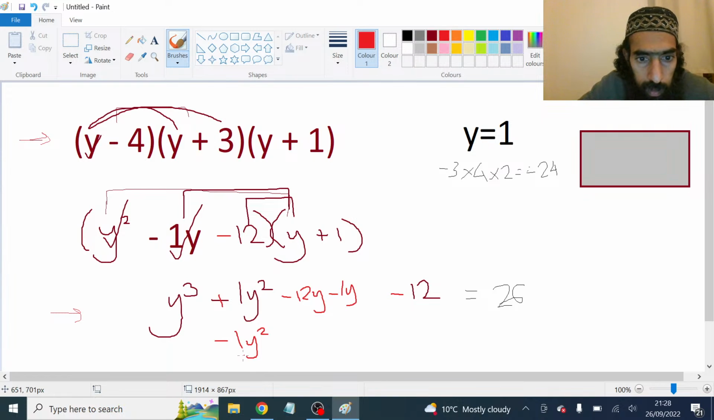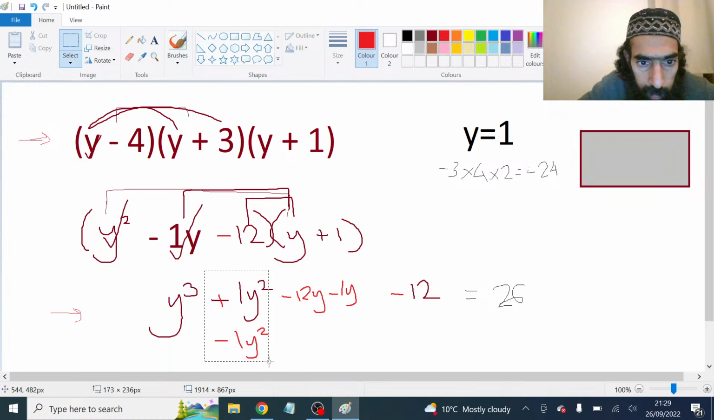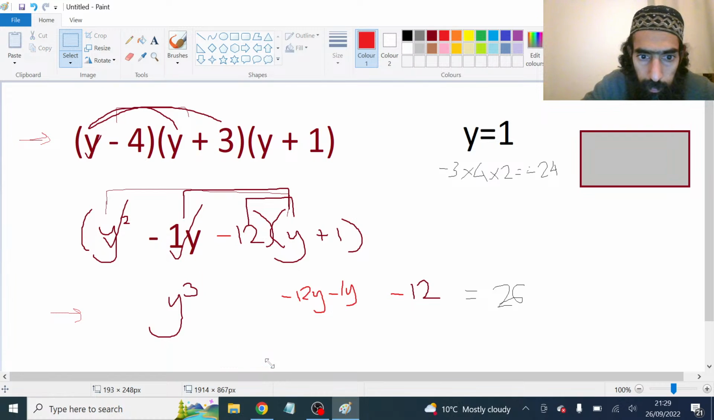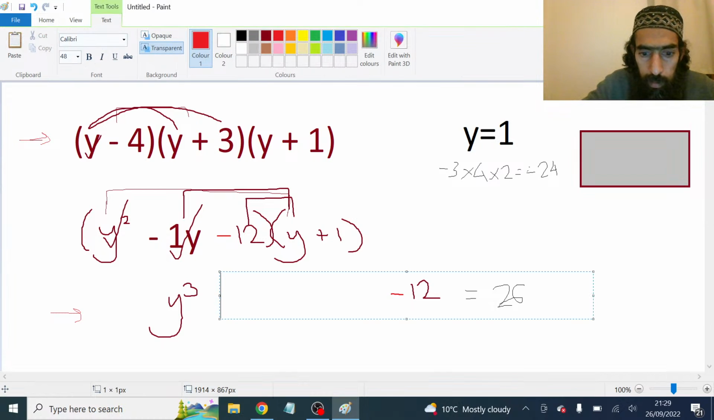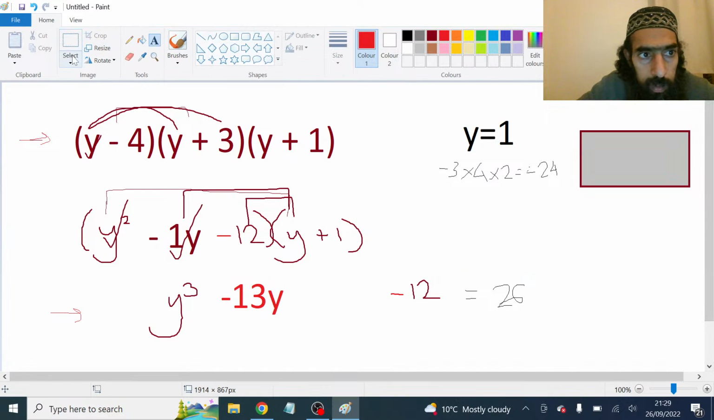Let's do the simplification. Plus 1y squared minus 1y squared. That can cancel out. Then you've got minus 12y minus 1y, and that can become minus 13y. Okay, let's see how that works out. So we've got substituting in again. We've got y is equal to 1. So substituting into the original, we still get minus 24.